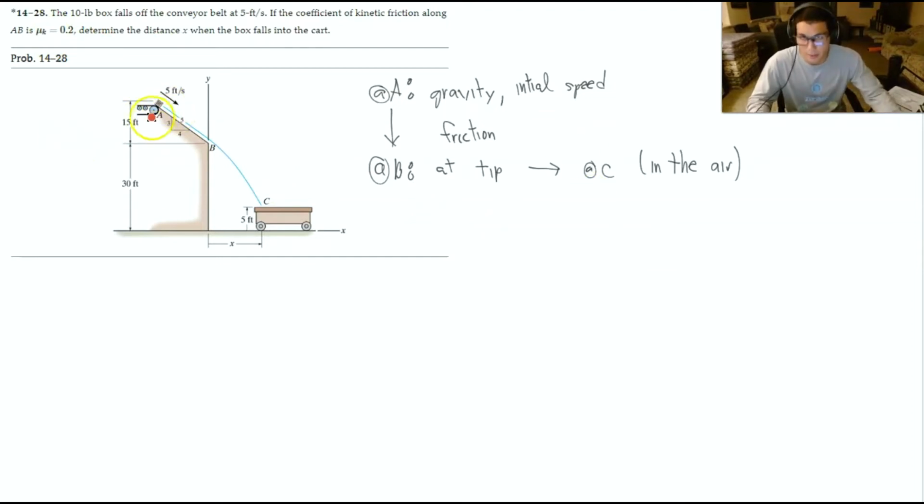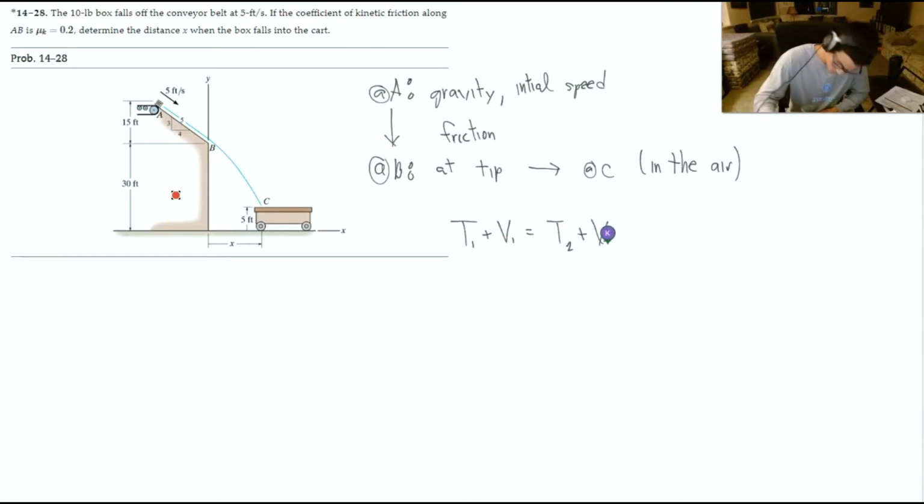Okay, so at A, let's use this equation. We use the change in energy equation, and this will be from A to B.